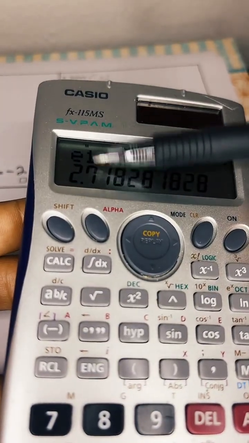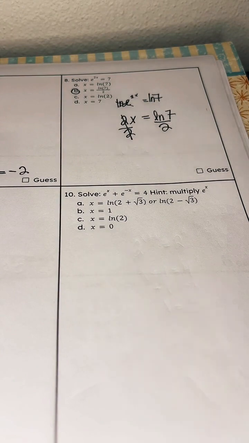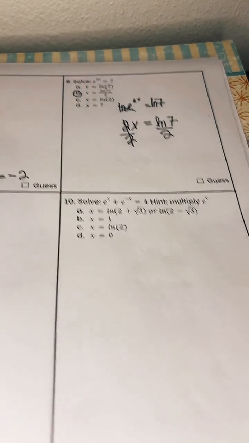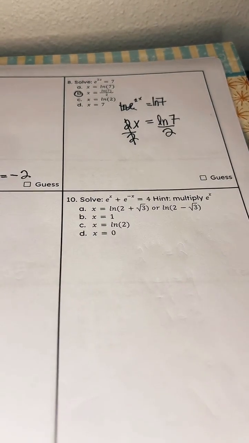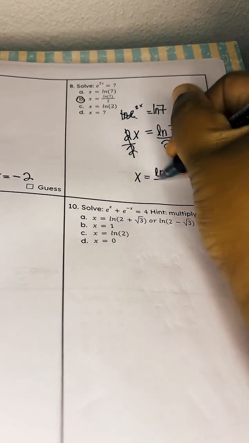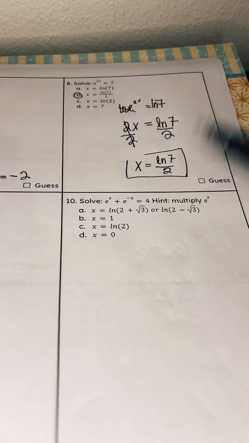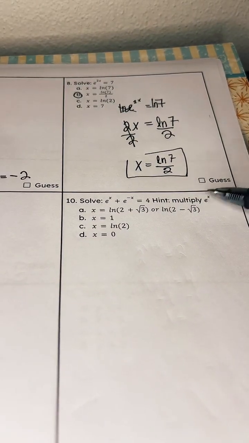Yeah, see, e is 2.71, you guys. So that's why they say variables can never be e or ln, because those are actually numbers. And so that's why this is our answer: ln of 7 over 2. So now this one is really hard, okay?